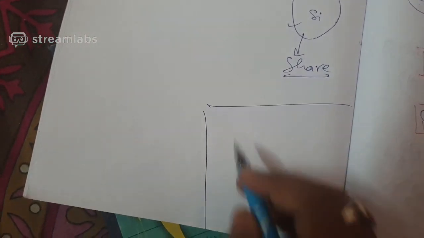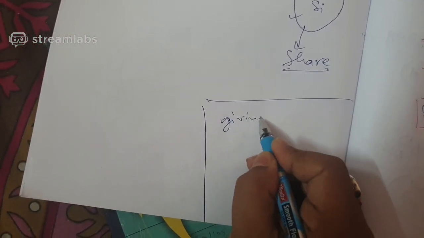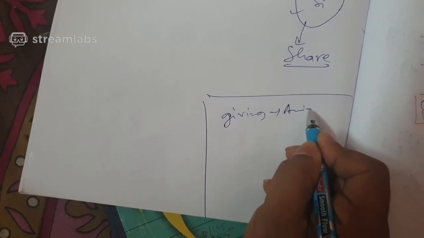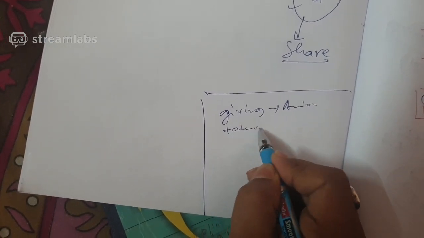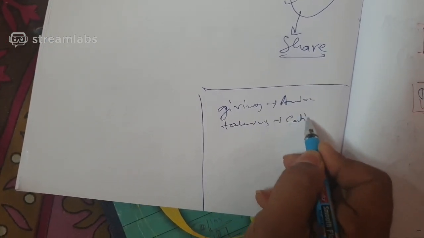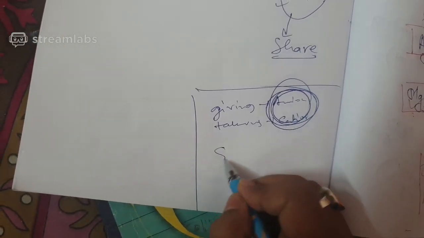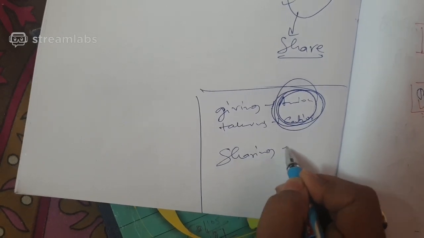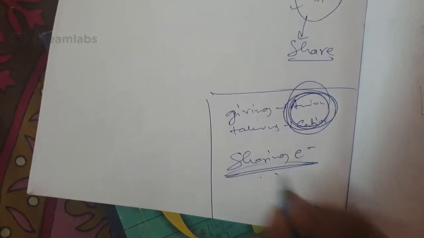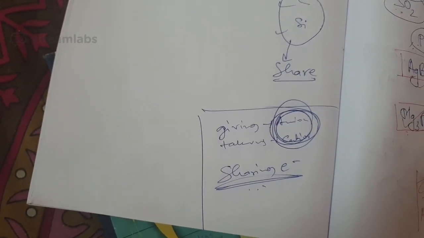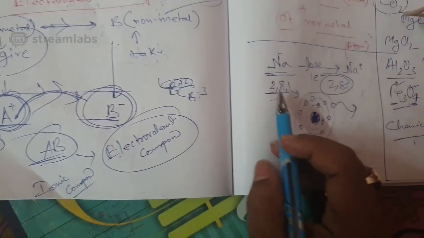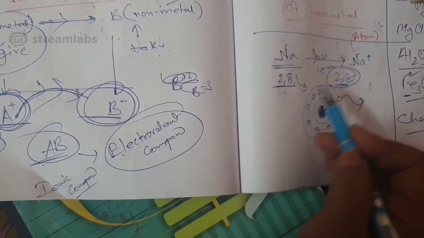Listen to me very carefully. Either giving of electron to become a cation, or taking an electron to become an anion, and anion and cation, metal and non-metal together forming electrovalent bond, or sharing of electron. All these things are done by elements to attain stability, to attain inert gas electronic configuration.